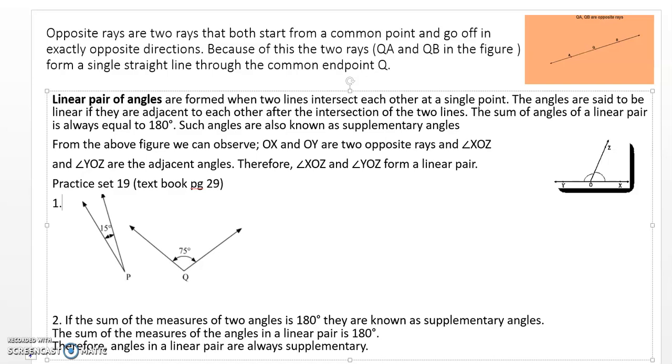Students, now come to the next topic, opposite rays. You can take out your textbook, page number 28. What is the meaning of opposite rays? These are the two rays that both start from a common point and go off in exactly opposite directions.